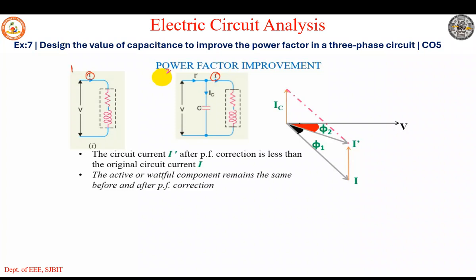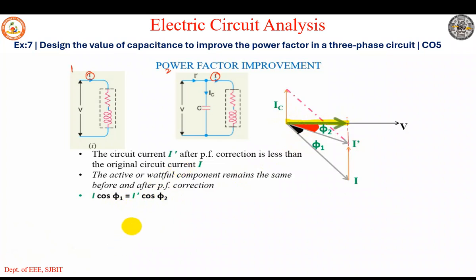The active or wattful component remains the same before and after power factor correction, right? So you can see if you draw a line here, this entire thing is your active component, and this is the same, unaltered. That is I cos theta 1 or I cos phi 1 is equal to I dash cos phi 2. So this is not changed, is what we can observe.